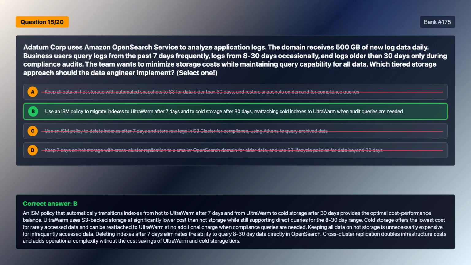Keeping all data on hot storage is unnecessarily expensive for infrequently accessed data. Deleting indexes after 7 days eliminates the ability to query 8-30 day data directly in OpenSearch. Cross-cluster replication doubles infrastructure costs and adds operational complexity without the cost savings of ultrawarm and cold storage tiers.